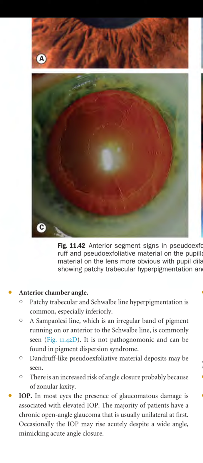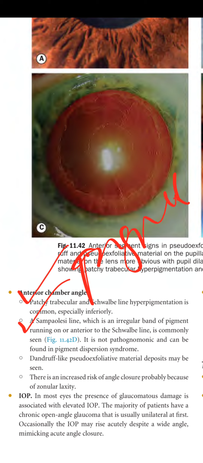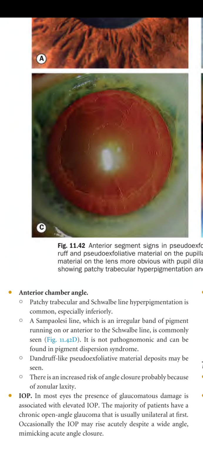So because of the iris degeneration, there will be the Sampaolesi line, which is basically the pigmented line anterior to the Schwalbe's line. Dandruff-like pseudoexfoliation deposit material may be seen. There is an increased risk of angle closure, probably because of zonular laxity. So angle closure because the zonules are becoming lax.